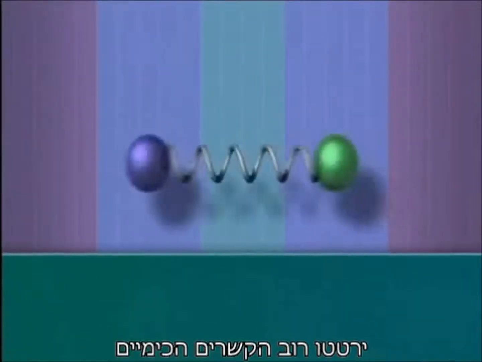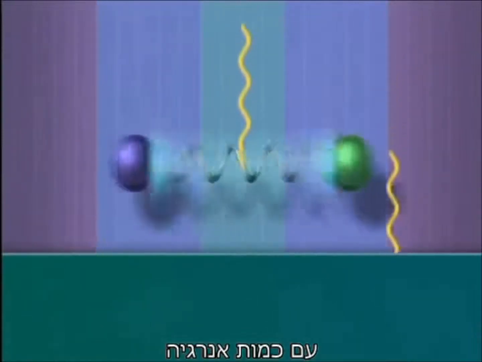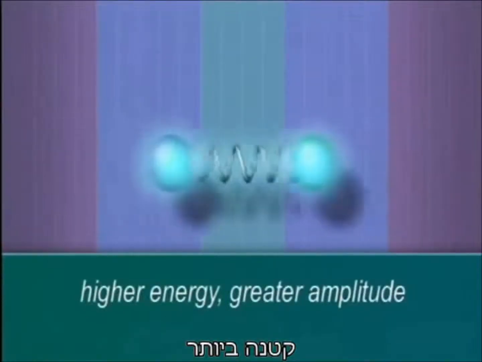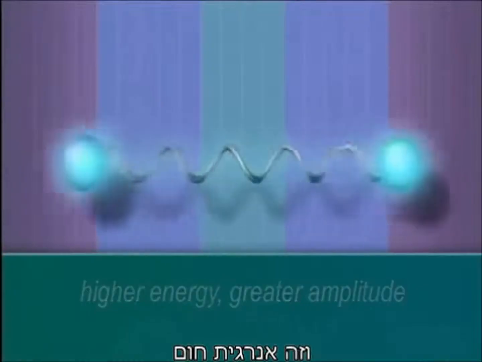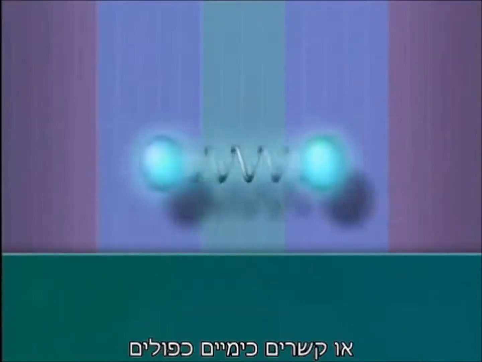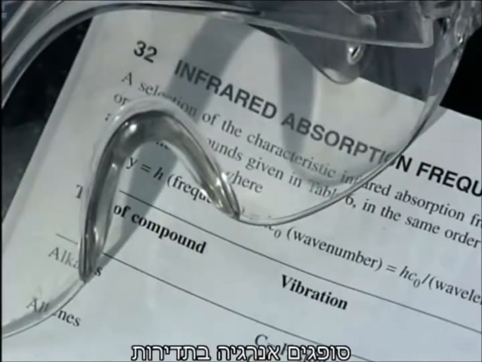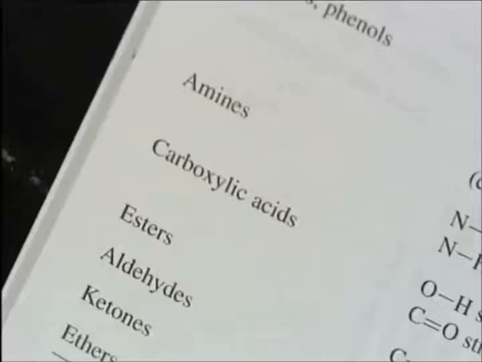But if radiation of the right frequency is supplied, the bond can absorb energy and vibrate with greater amplitude. Most bonds absorb energy in the infrared region of the electromagnetic spectrum, which corresponds to heat. Each bond, such as O-H, C=O, N-H, and so on, absorbs at a particular frequency, and this allows it to be identified.